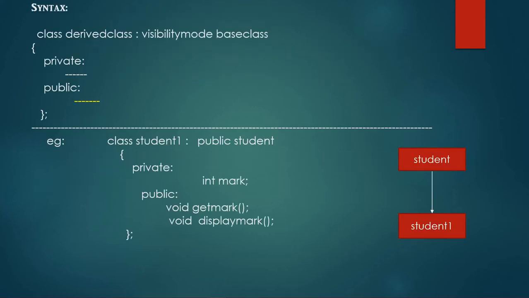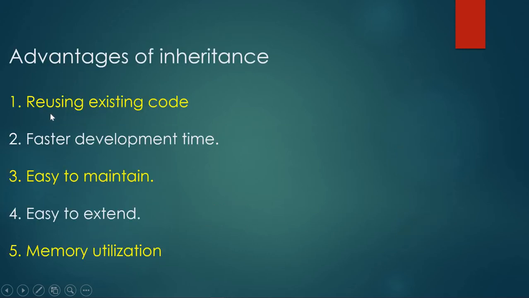Next, syntax of inheritance. Class, derived class name, then colon, visibility mode, base class name, then same as a normal class: opening bracket, then private, public, protected sections, then closing bracket and semicolon.